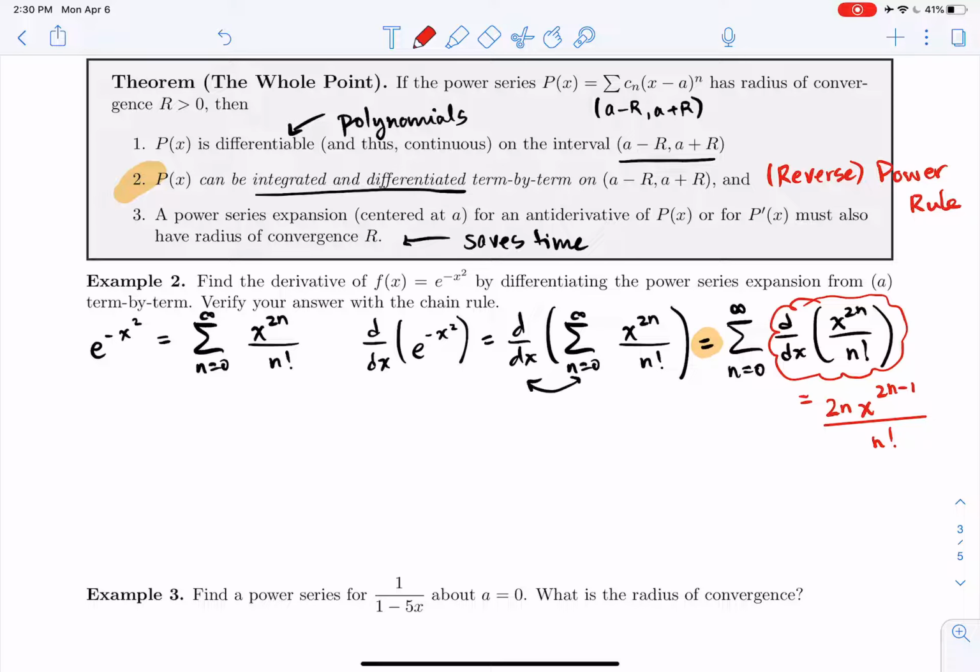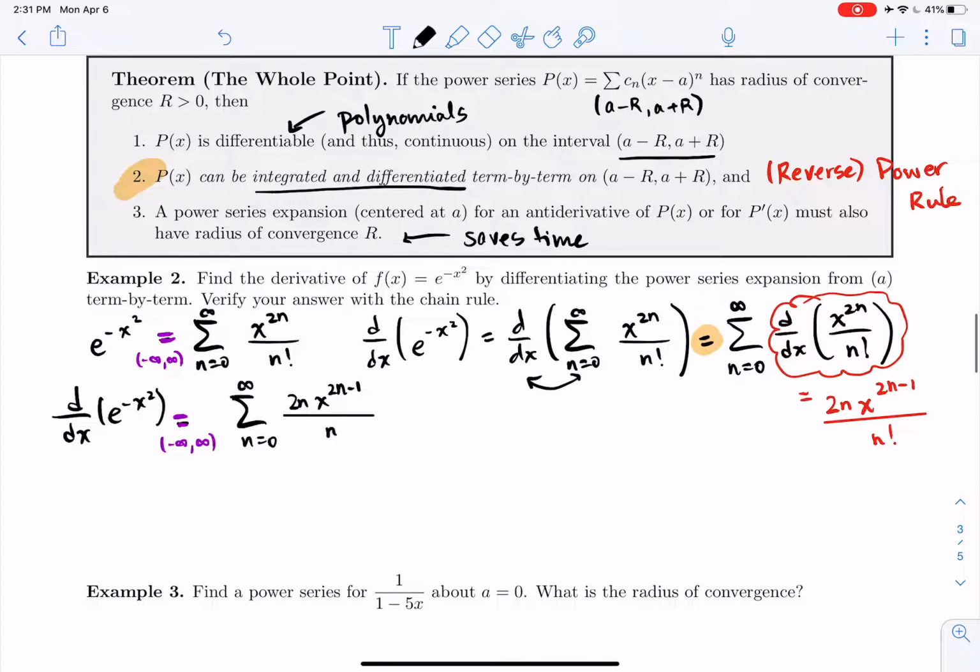All right, so this says that the derivative of e to the minus x squared is, and again, we should probably say this is true for all x in this interval, and by the theorem, this equal sign will be true for all x in this interval, is equal to the power series from n equals 0 to infinity of 2n times x to the 2n minus 1 power divided by n factorial.